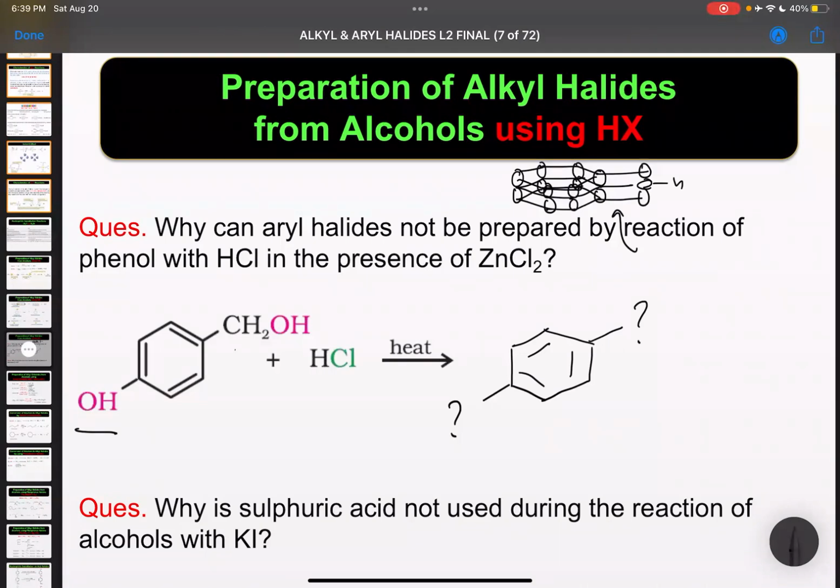Sir, I think Cl will replace the OH which is attached to CH2. Yeah, this is an aliphatic alcohol. Remember it. And it can come out very easily. Why? It can undergo SN1 very easily. Why?